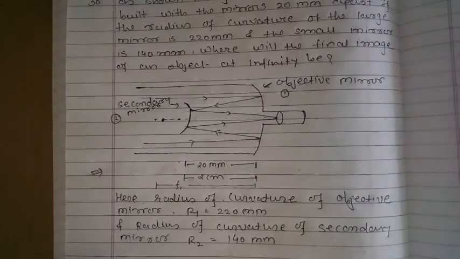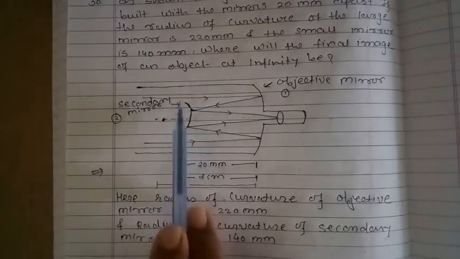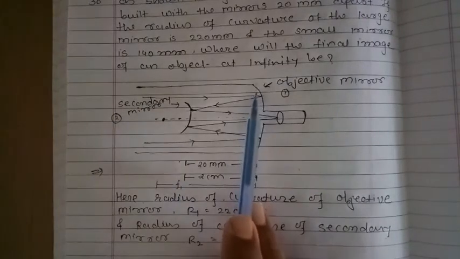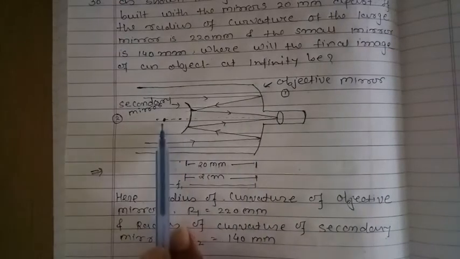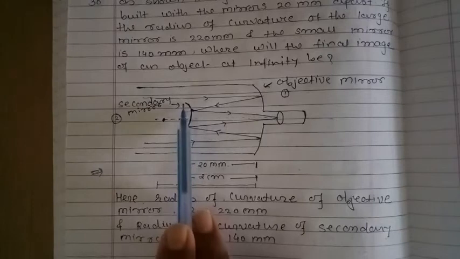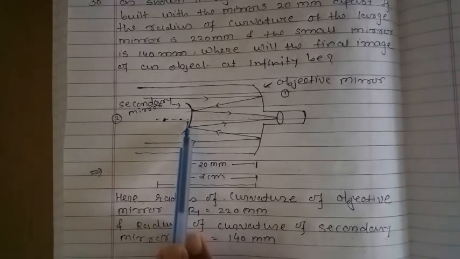So here the final image is due to the second mirror. The image of the object formed by the first mirror acts as an object for the secondary mirror. So for the secondary mirror, this is the object distance, and we have to find out the final image distance.